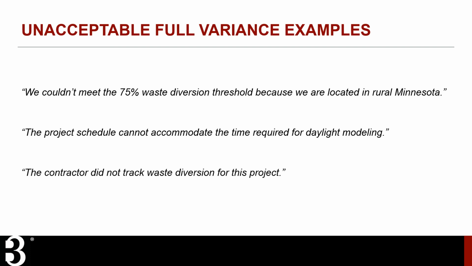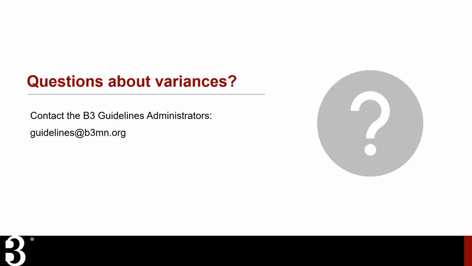The third is also an unacceptable reason, in this case, a requirement missed by a project team that cannot be addressed later. This should be rejected and labeled not compliant. As always, questions about variances can be directed to the B3 Guidelines administrators.